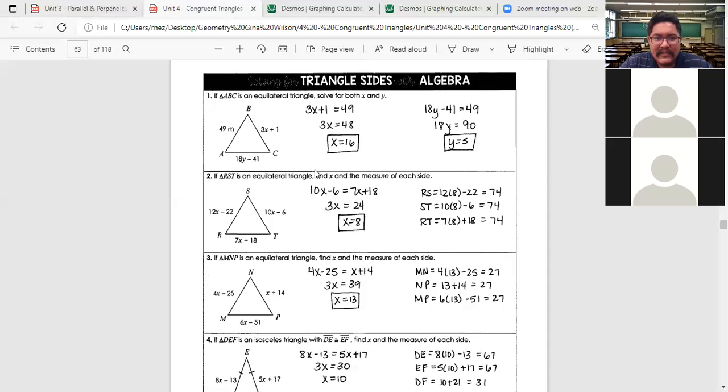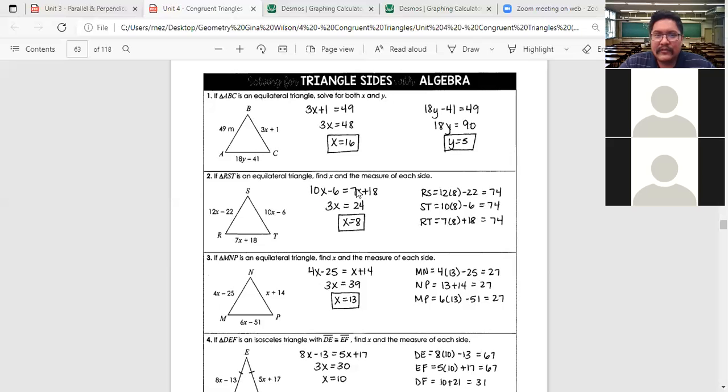So let's pick 2 sides and set them equal to each other. Now with this one, really, you could pick any 2 sides. These 2, those 2, these 2. But it looks like they went with these 2 here for this example. Set them equal to each other.